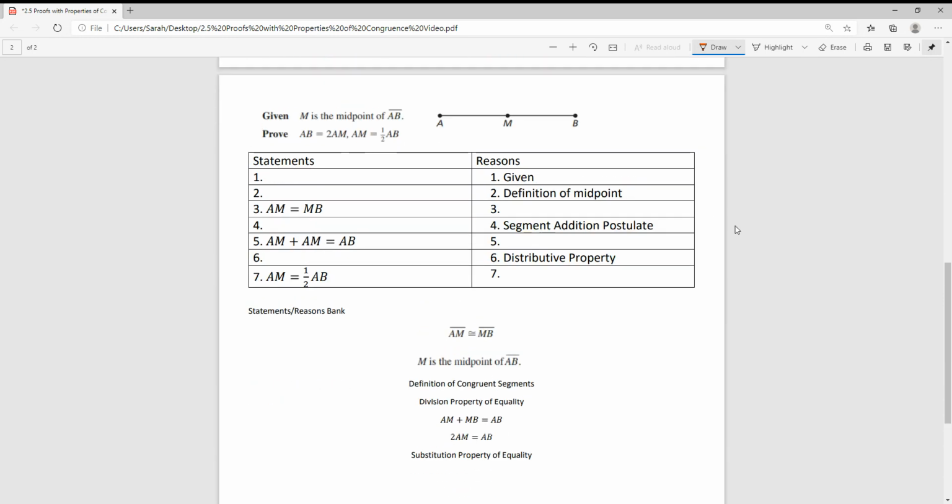This time, they give us this picture with this line segment AB, M is the midpoint. They straight up tell us that M is the midpoint. So what has to go here in blank 1 is our given information, which is this right here: M is the midpoint of segment AB. Whenever it says given, it's just what they've directly told you.